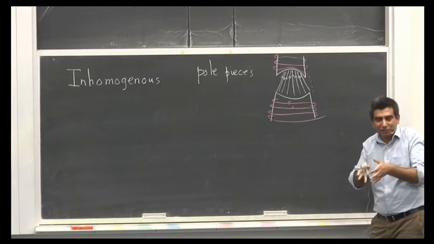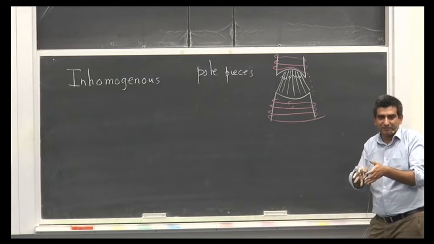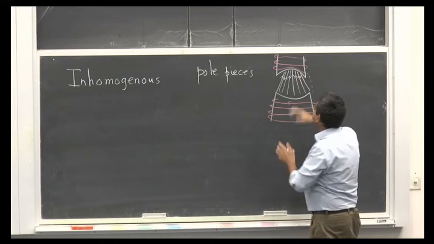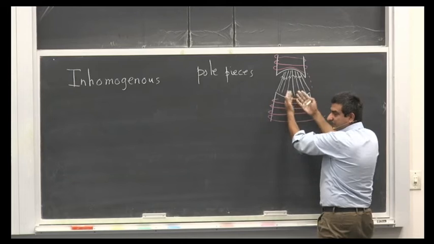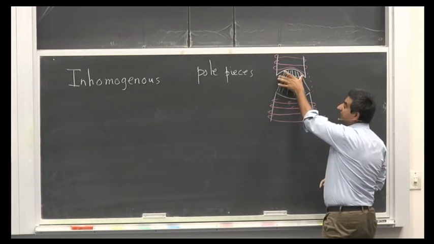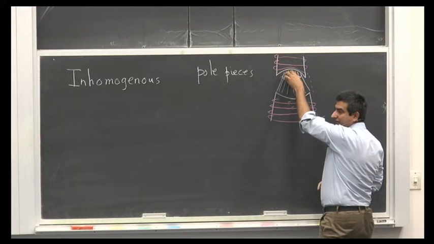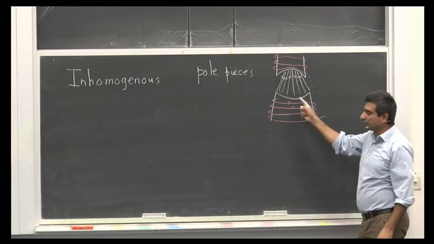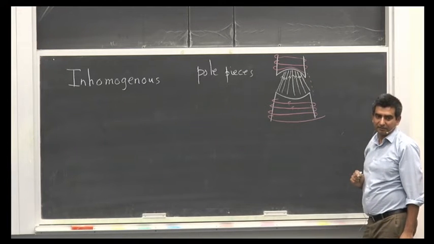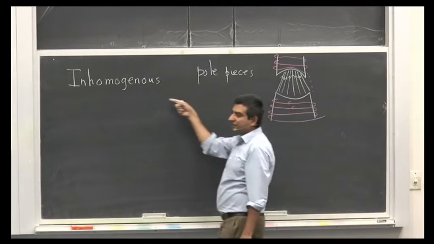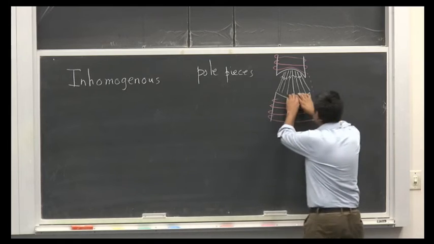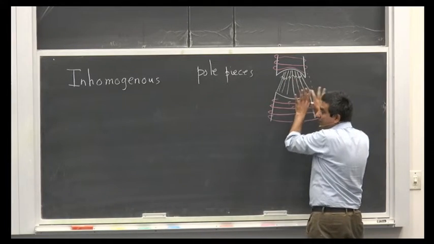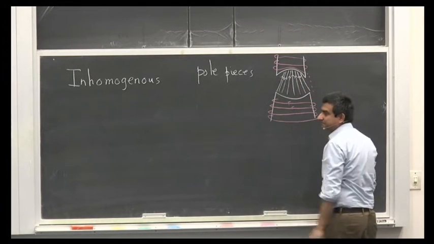Whenever field lines are closer together, the flux is tight here, and flux is sparse here. So the field lines are further apart. The magnetic field is stronger here, and it's weaker here. Okay? So this is how you can produce inhomogeneous magnetic fields. Weak somewhere and strong elsewhere. Stronger here.